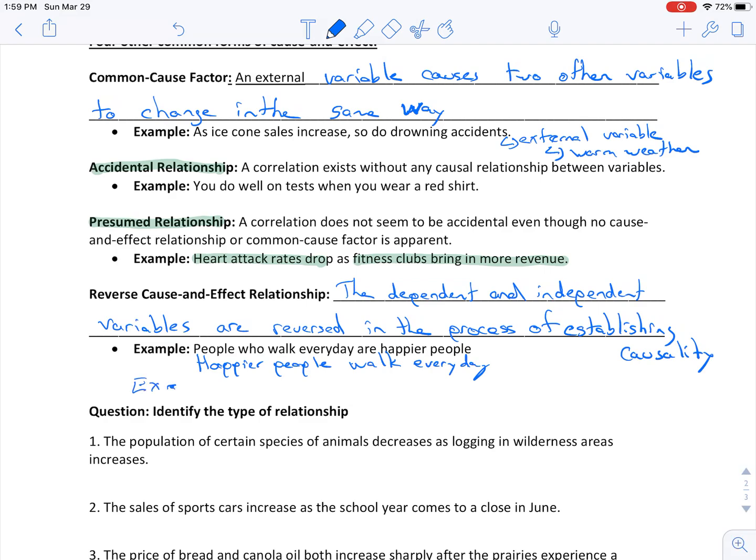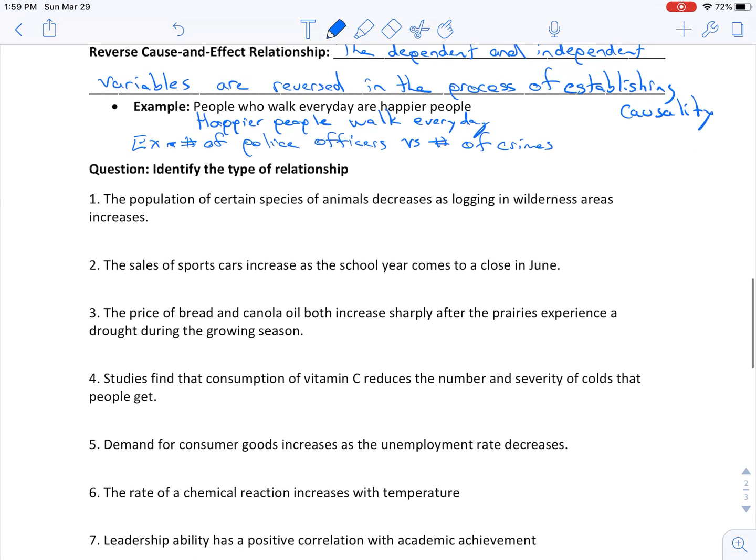Another example would be the number of police officers, let's say, versus the number of crimes. So because there's more police officers, there's probably going to be more crimes identified, not necessarily that there are more crimes. And the reverse could be said, which is that if there are more crimes, it's likely there's going to be more police officers hired, and therefore they both increase each other. And so as one increases, so does the other.